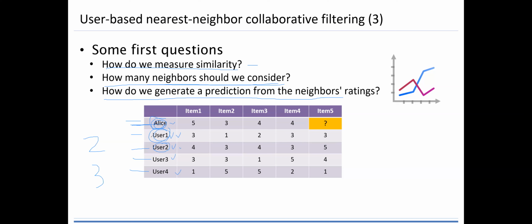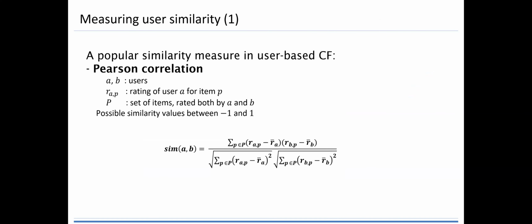I know that user 1 and user 2, for example, are close to Alice. But how can we predict this number? Those kinds of questions are the ones that we will learn today.